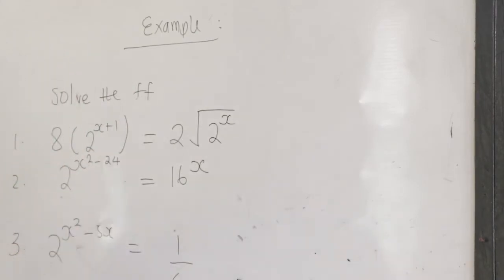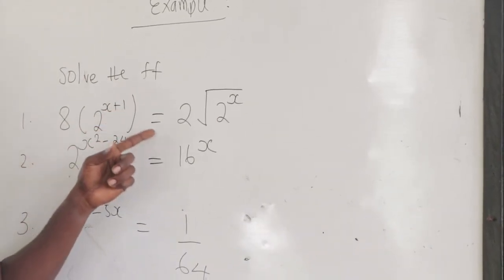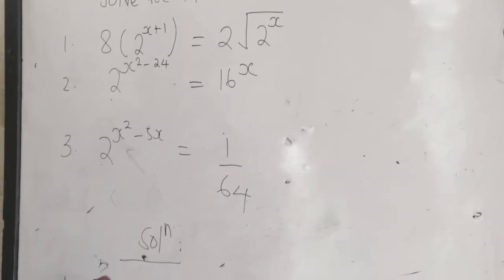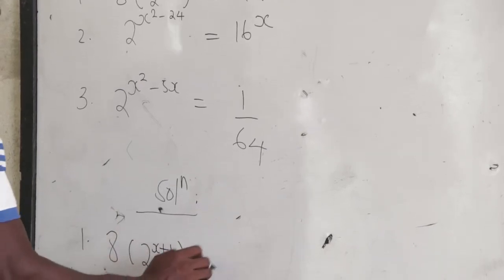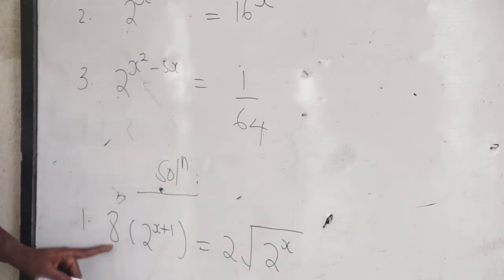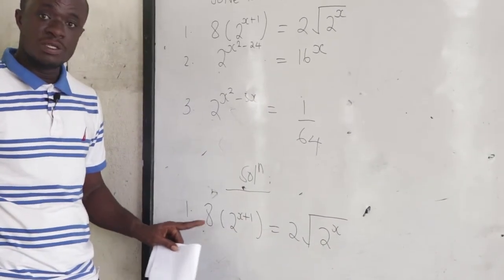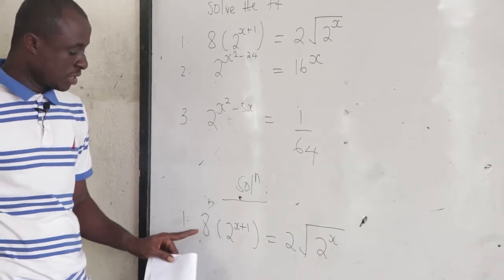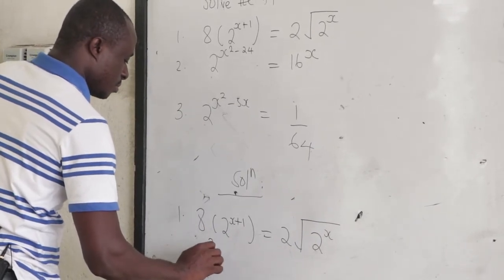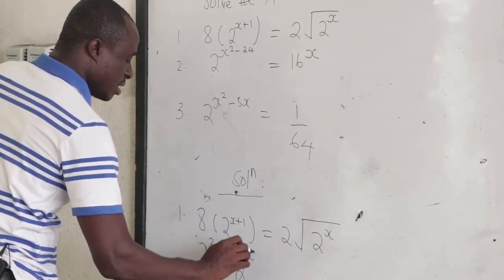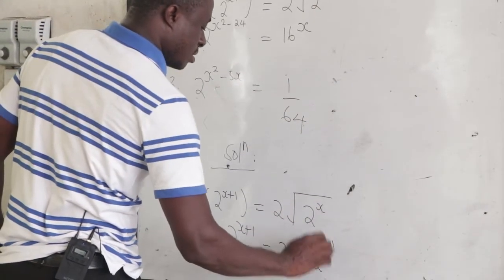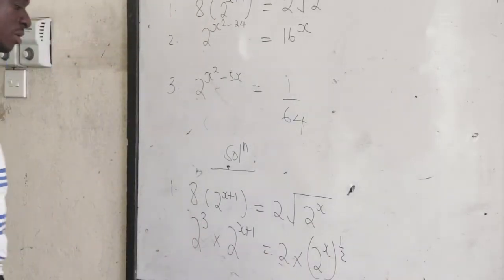Let's consider this example. That is 8 times 2 to the power x plus 1 equal to 2 root 2 to the power x. So the first one, we have 8 times 2 to the power x plus 1, equal to 2 root of 2 to the power x. Now this is 8, and we can change this 8 to have the same base as the 2 over here. So we can change the 8 to 2 to the power 3, times 2 to the power x plus 1, equal to 2 times 2 to the power x, all to the power 1 over 2.